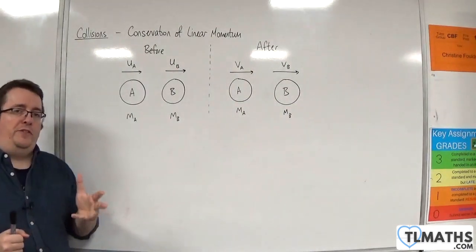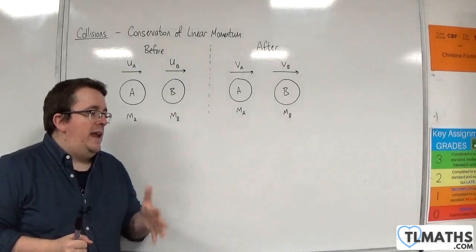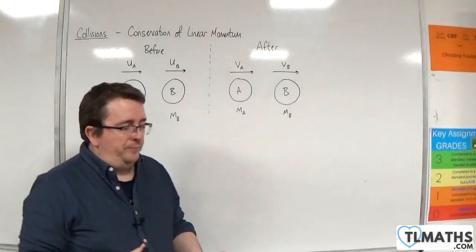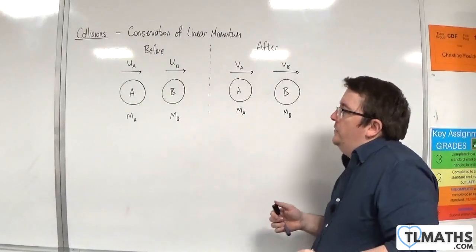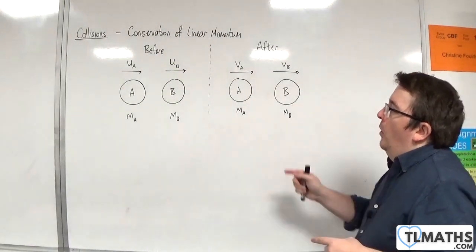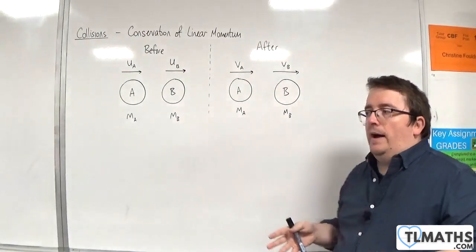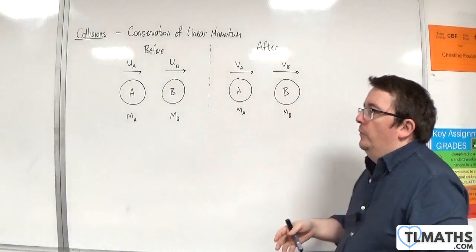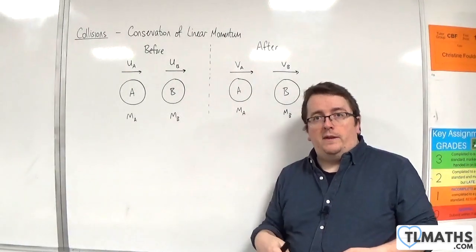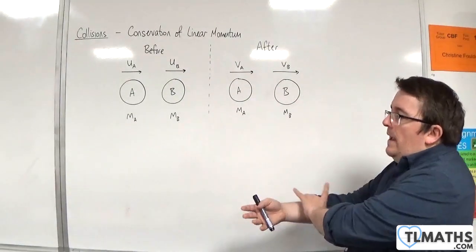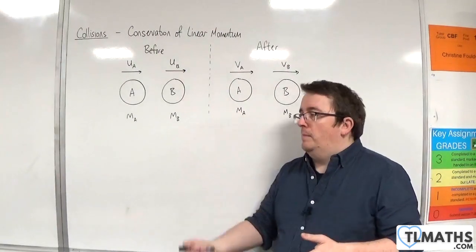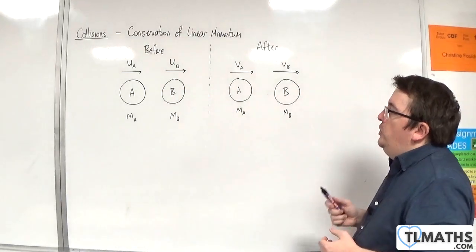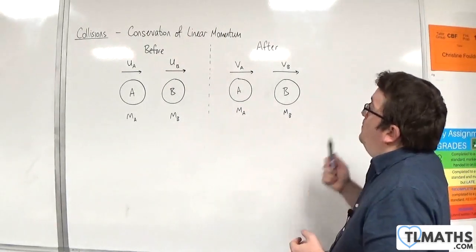Now, what's important to note is that in a collision, a particle experiences an impulse, and the impulse on B from A is going to be equal and opposite to the impulse on A from B. Now remember, impulse is the change in momentum.